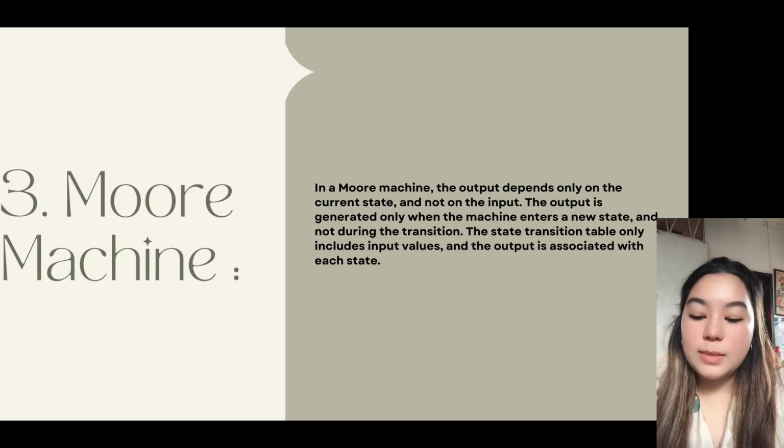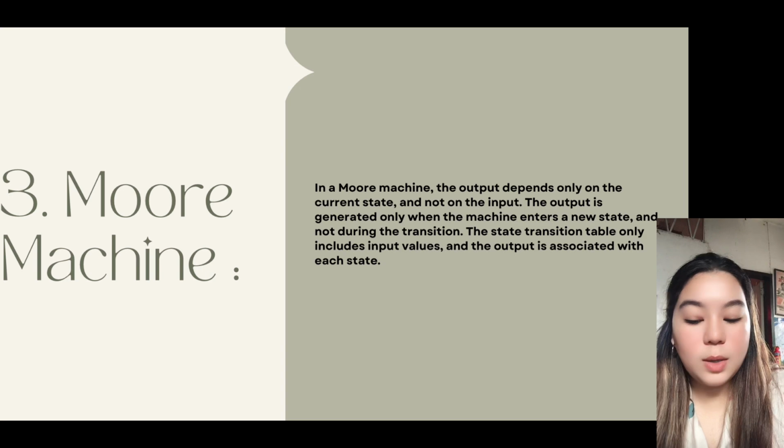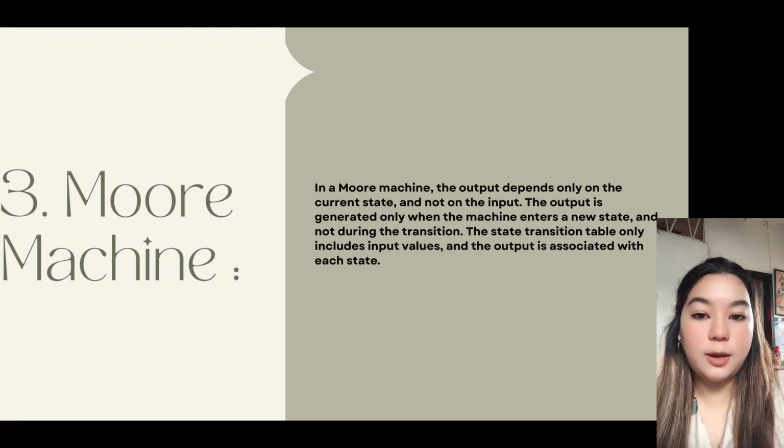So, this type of state machine is useful in applications where the output depends only on the current state. One example is a traffic light system where the color of the light changes based on the current state.